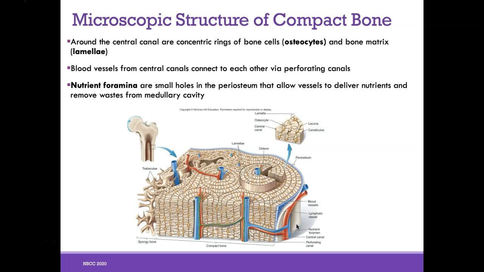So we have all these components. We said each compact bone is composed of osteons. Osteons have lamellae of bone with osteocytes, which are the bone cells. Within each osteon, we have a central canal. Perforating canals can connect adjacent osteons, and nutrient foramina allow blood vessels to go from outside into the bone.